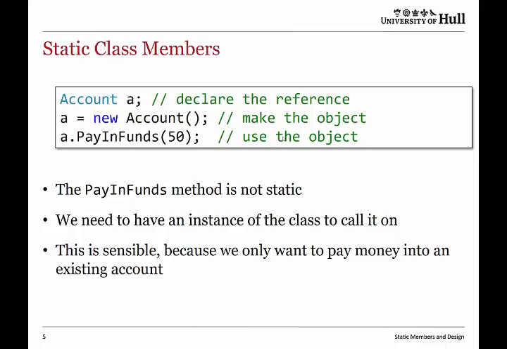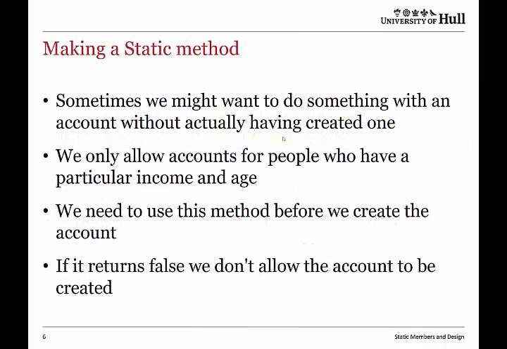we can't make pay in funds static because it's part of a particular instance, wanting to work on a particular balance value. And that's sensible. I like that. But sometimes we want methods that are static to be part of our object. Now, the friendly bank has a fairly friendly policy with regard to its customers. It wants them to be rich and responsible, okay? Nobody under... How old are you lot?